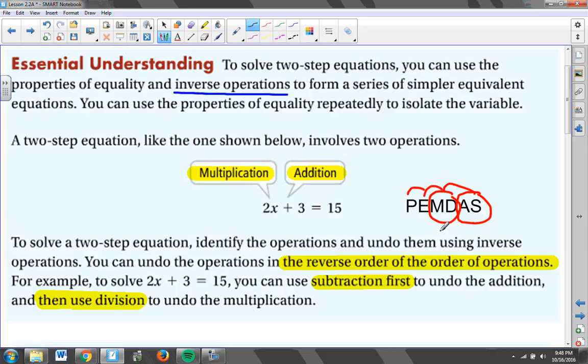Most of the time, though, we'll just be dealing with addition and subtraction, multiplication and division. So make sure that we undo addition and subtraction first, then undo multiplication and division.